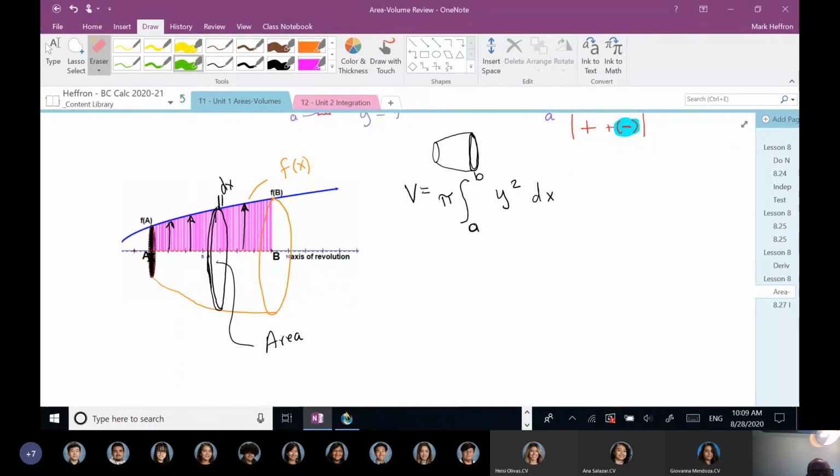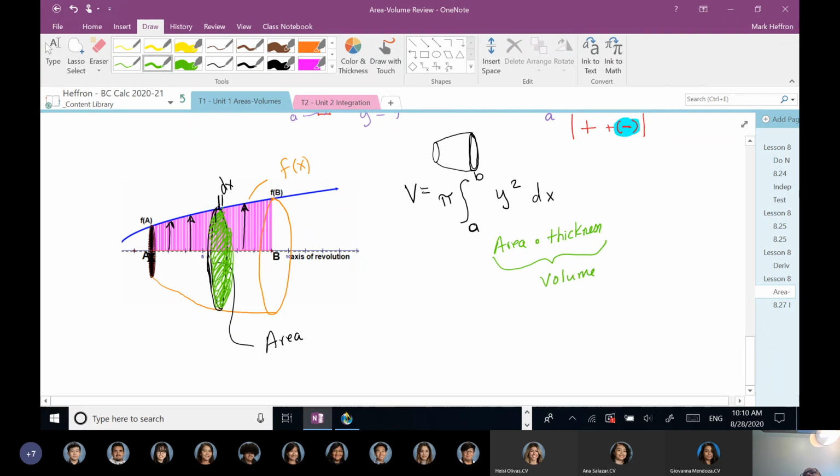What I want to talk about, though, is this shape right here. What is that green shape? A circle. Yeah, that's a circle. That's really the area. And then the dx is our thickness. And those two things give us volume, the only way we could possibly get into the third dimension we need for volume.